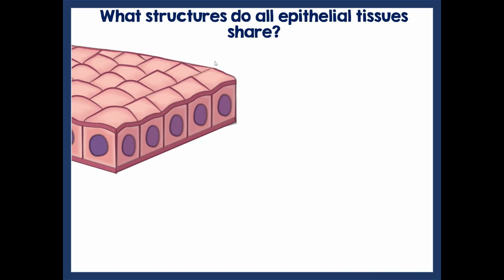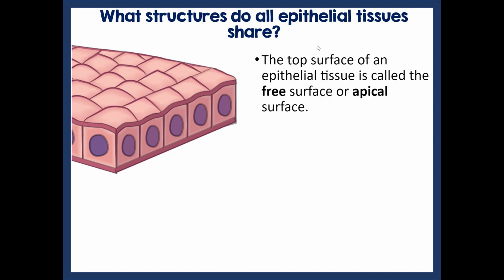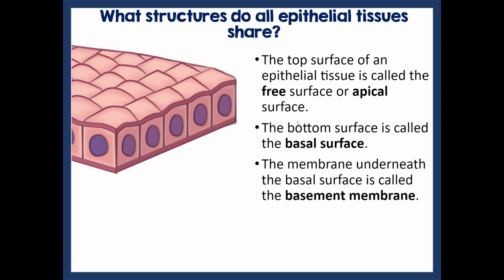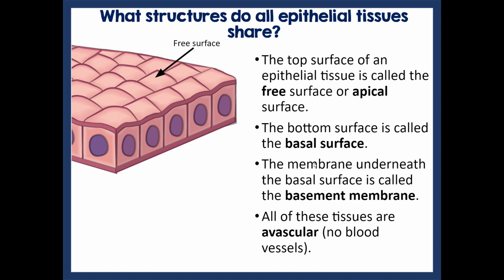Now we'll talk about what structures epithelial tissues share. The top surface of an epithelial tissue is called the free surface or apical surface. The bottom, and there's going to be a picture, some arrows that pop up in just a moment that show these, but I'm just describing them first. The bottom surface is called the basal surface. And then there's a membrane underneath the basal surface, and it's called the basement membrane.